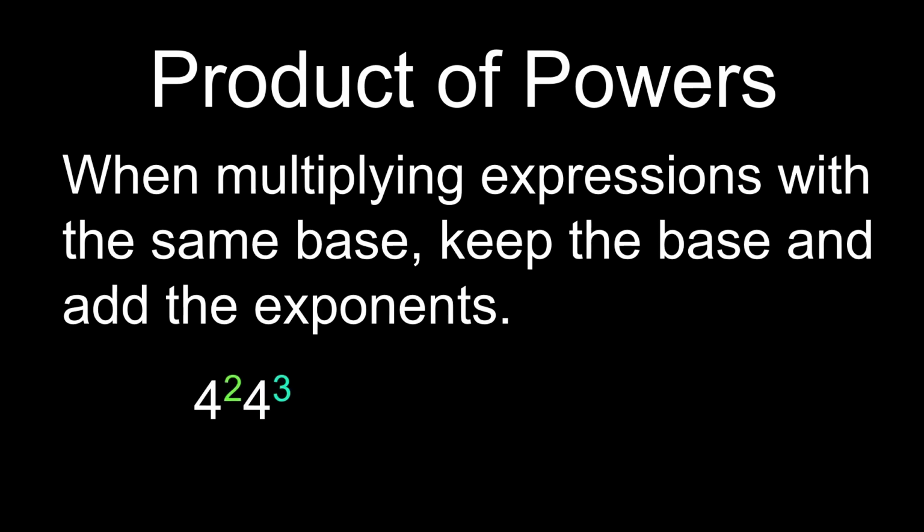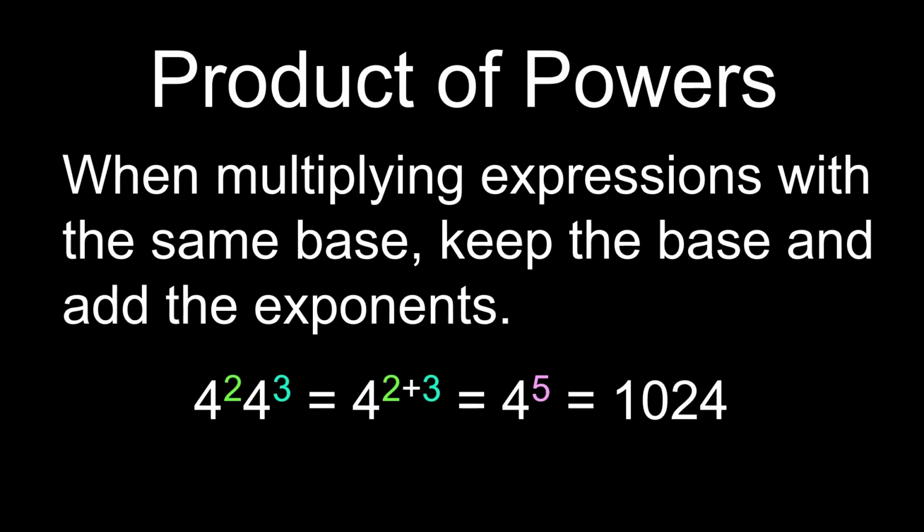We can also do this with numerical examples as well. If we have 4 squared times 4 to the third power, well, we have the same base of 4, so our rule is to keep the base and add the exponents, 2 plus 3. So this equals 4 to the fifth power, and 4 to the fifth power is equal to 1024.